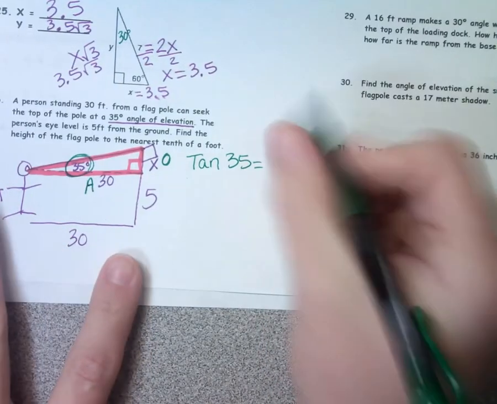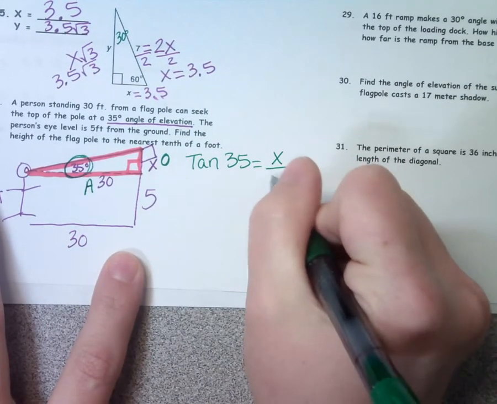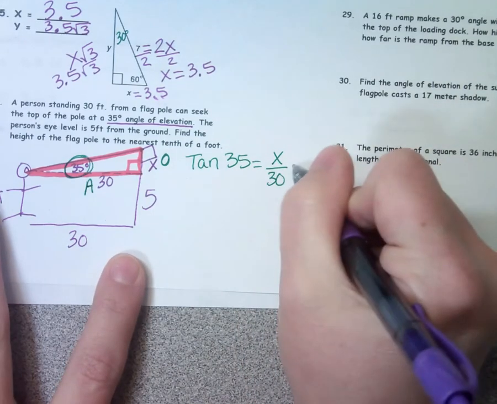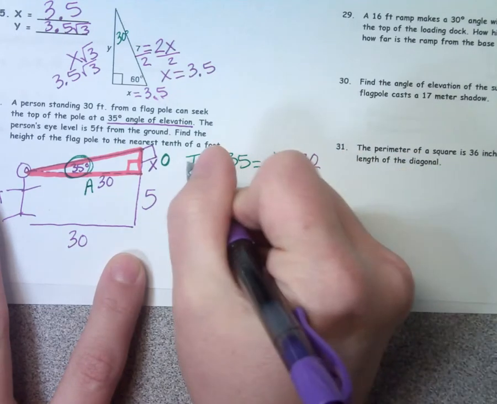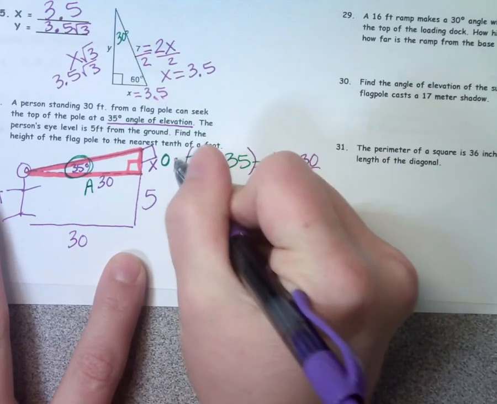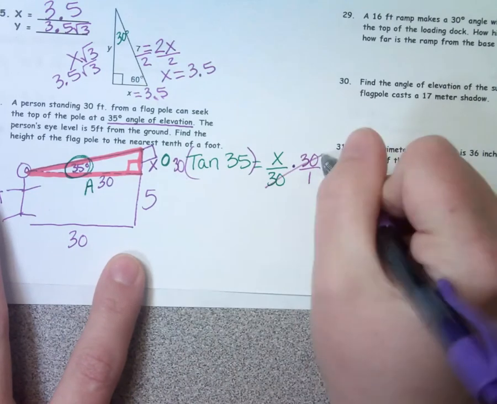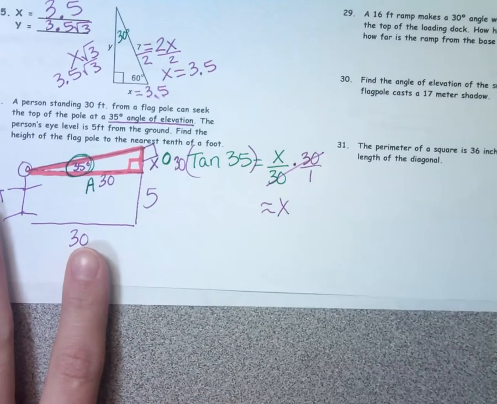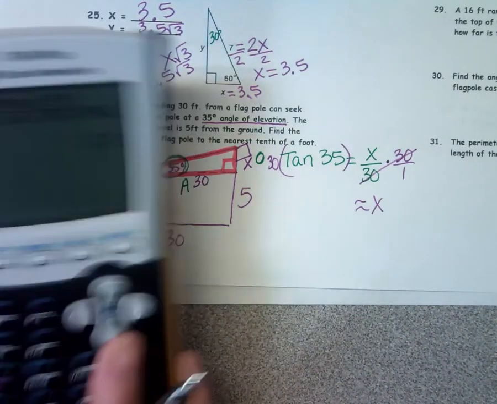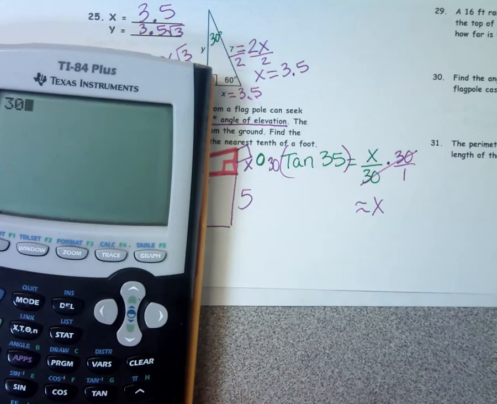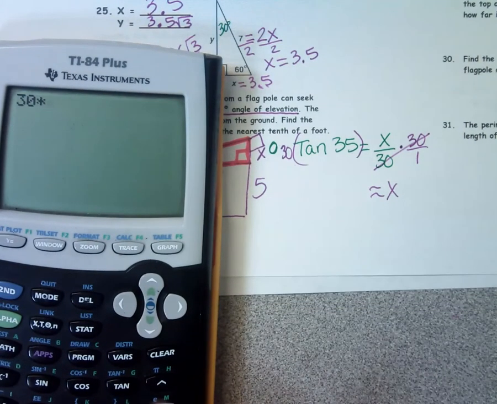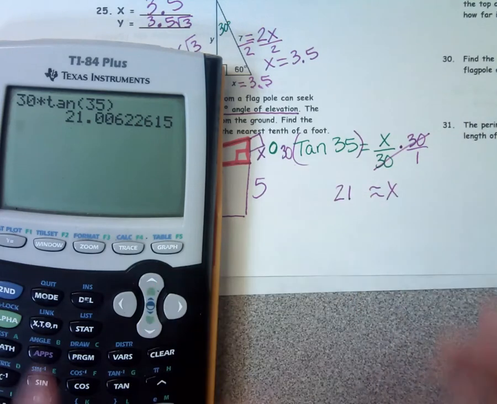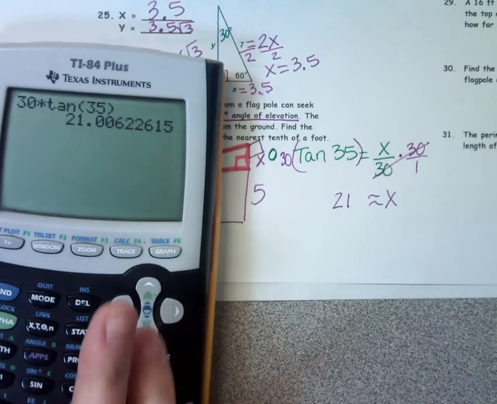Tangent is opposite over adjacent. My goal is to solve for x. So to get rid of the division by 30, I'm going to multiply both sides by 30. Those 30s will cross out, and I just need to put this in my calculator: 30 times tangent of 35. Okay, here I go. So 30 times tangent of 35, and that's 21, even 21.0 rounded to the nearest tenth.